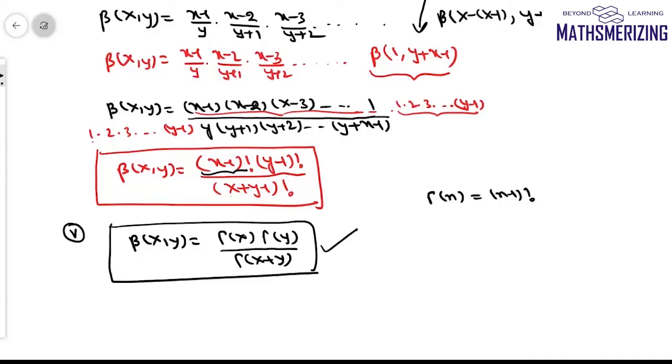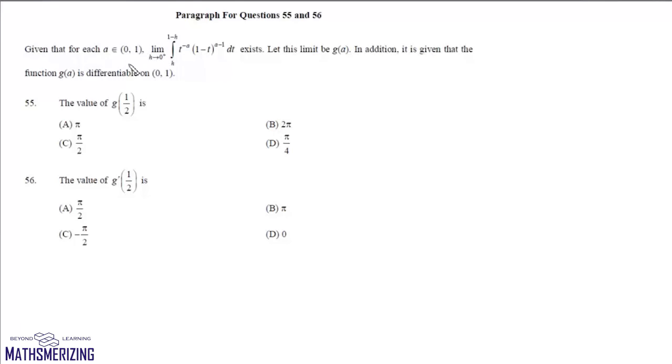We can also prove this relationship between beta function and gamma function using double integrals. Now here the question is, given that for each a belongs to 0, 1, this limit h tends to 0, integral from h to 1 minus h t to the power minus a into 1 minus t to the power a minus 1 dt exists, and let this limit be GA. Now it is given that GA is differentiable on 0 to 1. We need to find the value of G1 by 2.